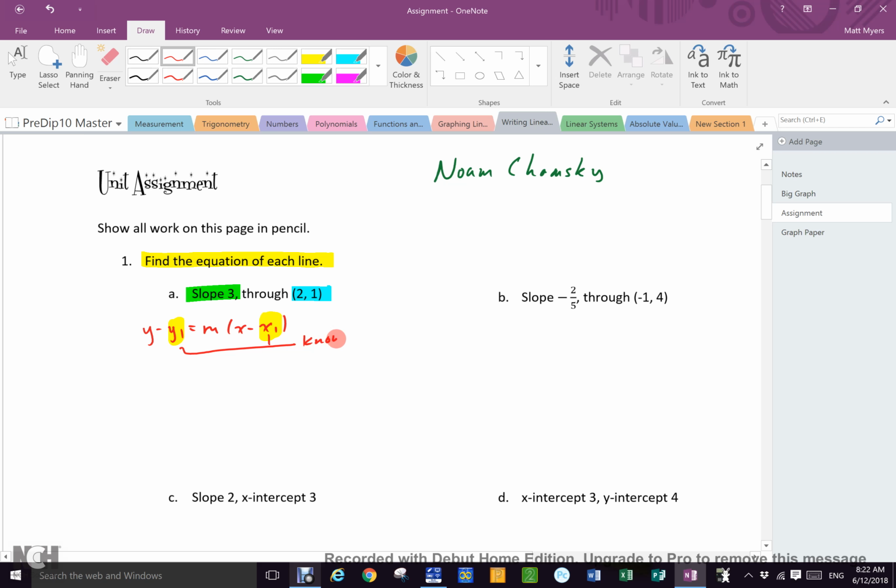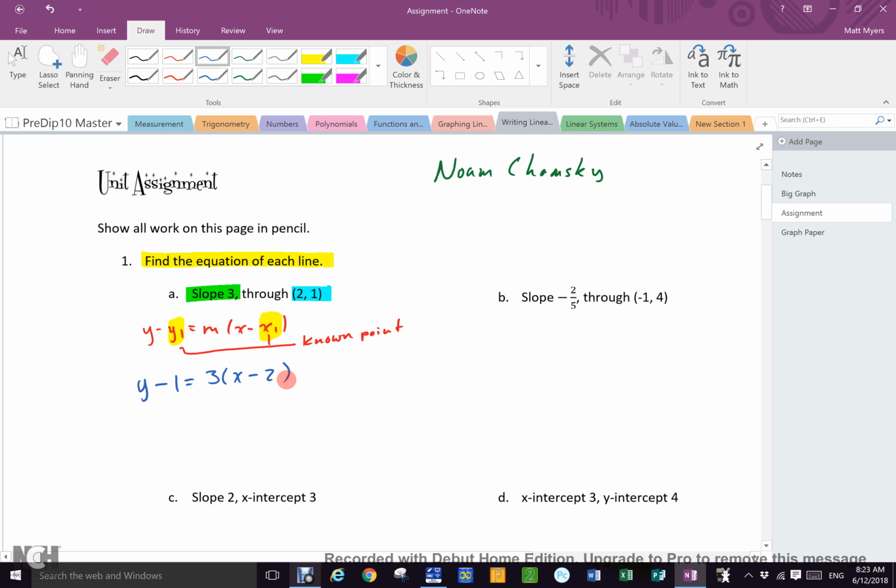They are the known point. So even if you don't know how this works, you could at least memorize that, and then write it out. Y minus, what's the known point? 1 equals m, what's the m? 3. X minus, what's the x? 2. Done.